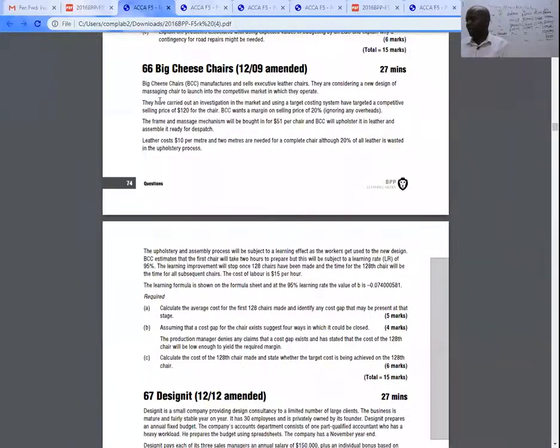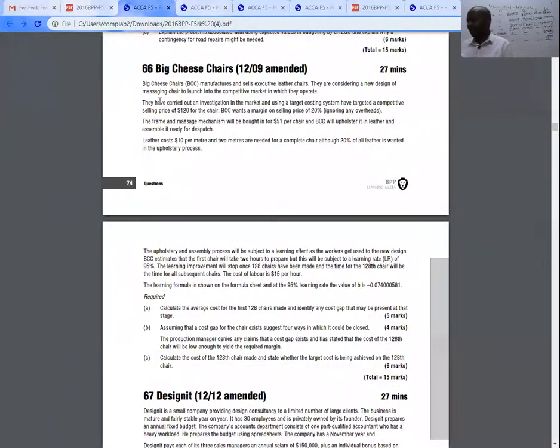BCC manufactures and sells executive leather chairs. They are considering a new design of massaging chair to launch into the competitive market in which they operate. They have carried out an investigation in the market and, using a target costing system, have targeted a competitive selling price of $120 for the chair. So already they have a targeted selling price. Beautiful.